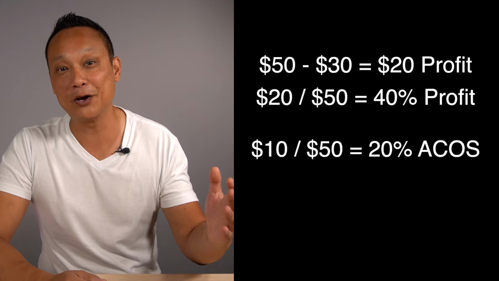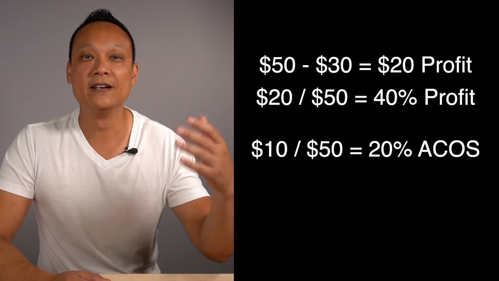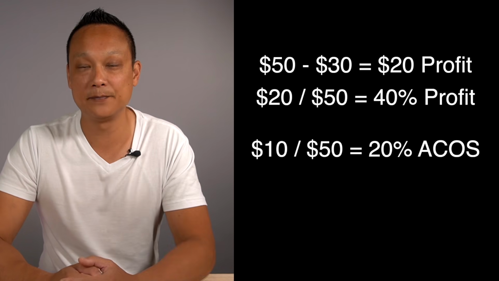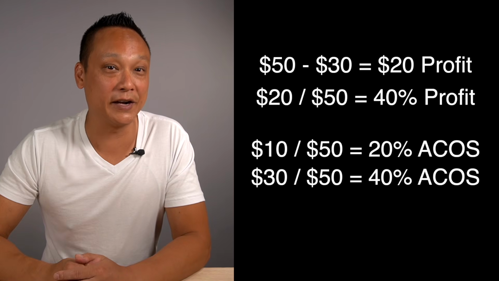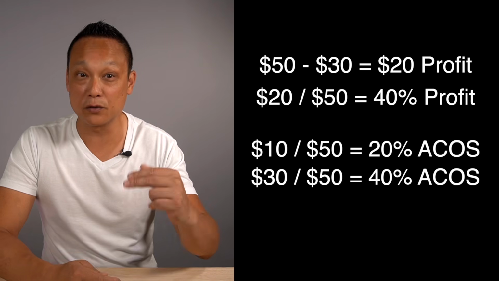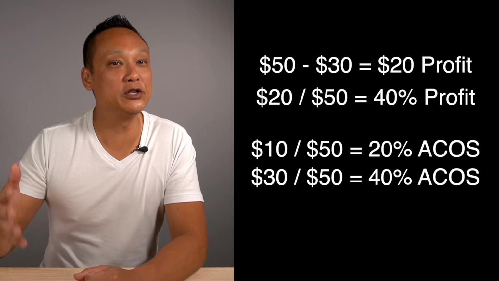Therefore, if you spend $10 on advertising to sell one unit, your ACoS is $10 divided by $50, which equals 20%. But now, let's say you spend $30 on ads to sell one unit. Then $30 divided by $50 equals 40%, which is the same as your profit margin. That means you broke even. So with that said, if the ACoS is greater than your profit margin, you're actually losing money each time you make a sale. That's why ACoS is so important to understand.